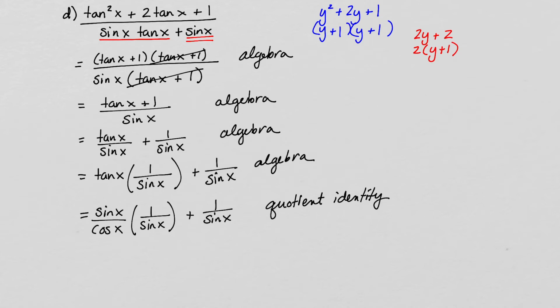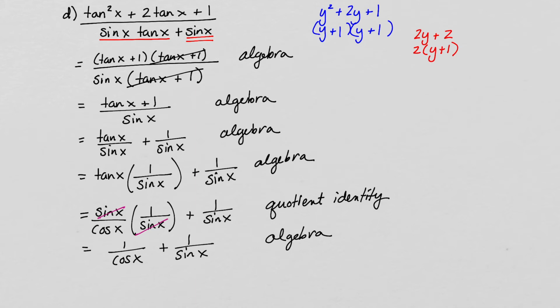And now what will happen is those sine x's in that first piece will cancel each other out. So this sine x cancels out this sine x. So the first piece I have 1 over the cosine of x. Second, I have 1 over sine x. Again, I've just used some algebra.